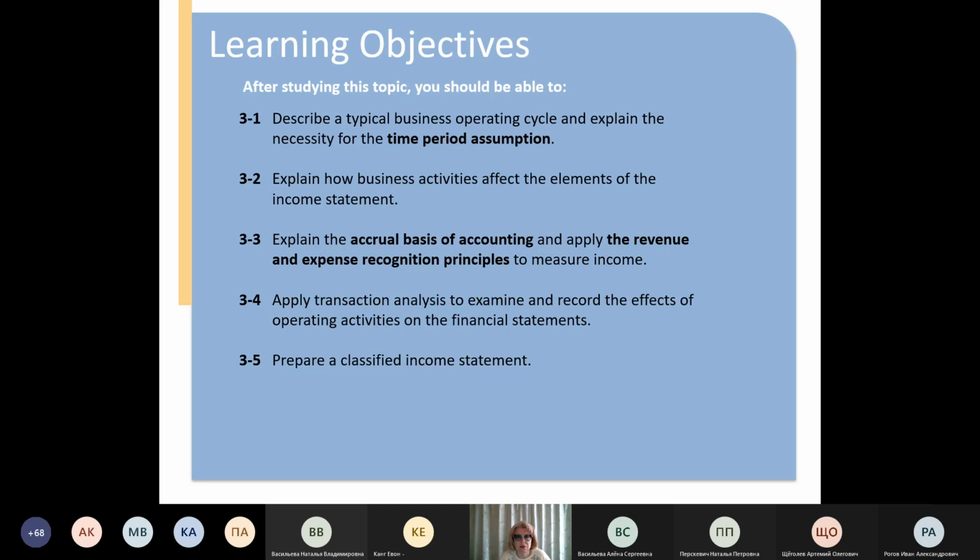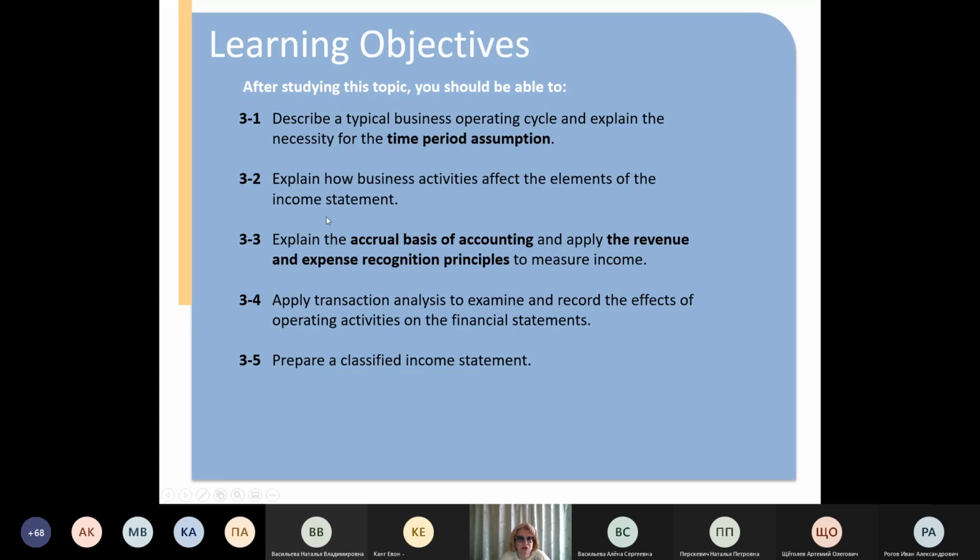And first of all, we should understand the time period assumption or time period concept. What does it mean, business operating cycle? And what is the relationship between business operating cycle and time period assumption in accounting? Also, we should explain how business activities affect the elements of the income statement. So today we have the income statement in our special attention.